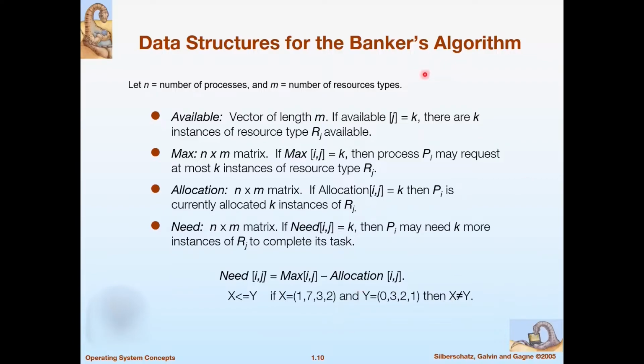Now some notation we need to know: if X and Y are two vectors, then X is less than or equal to Y if every component of X is less than or equal to the corresponding component of Y. Here is an example given of X and Y. So this is how we can compare these two vectors, where each component of X is compared with each component of Y. And here, for these values, X and Y are not equal, or we can say X is not less than or equal to Y.